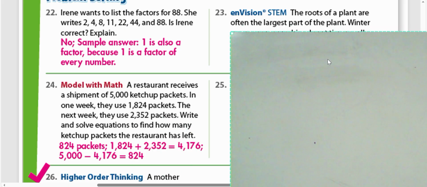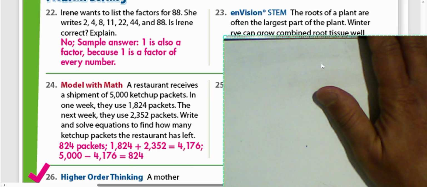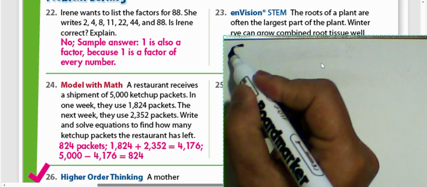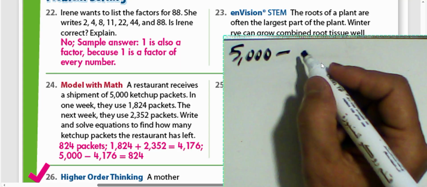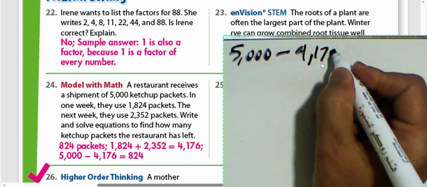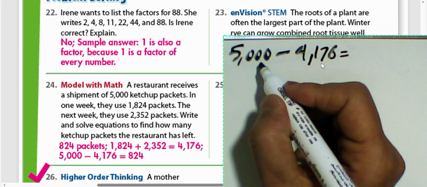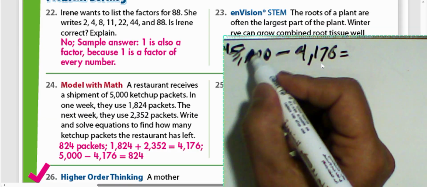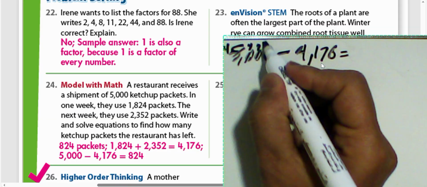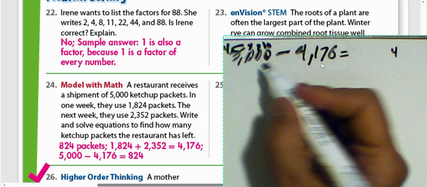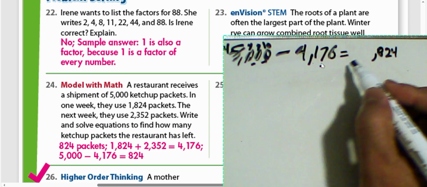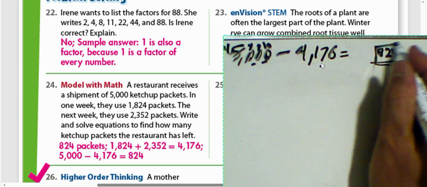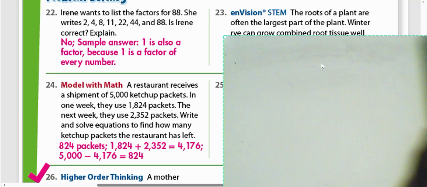Look at the steps of the subtraction here. We can write 5,000 subtract 4,176. We borrow 1, it will be 10, 10 minus 6 equals 4. Borrow 1, it will be 10, 10 minus 7 equals 3, 9 minus 1 equals 8. And the result will be 824.